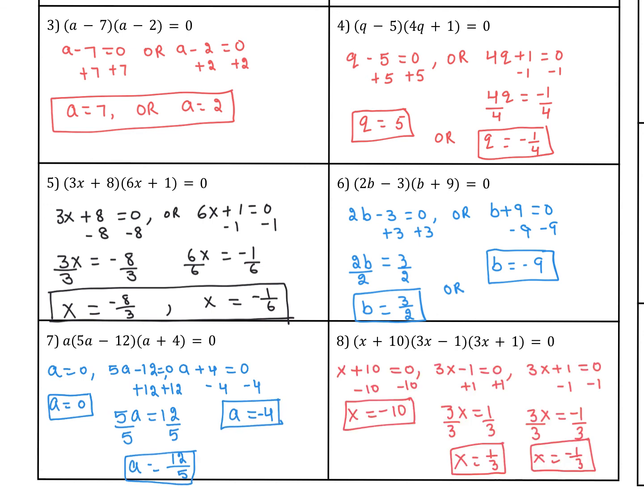For number 8, you put these three factors equal to 0 one by one. Subtract 10 on both sides, you got x equals negative 10. For this factor, add 1 on both sides and divide by 3, you got x equals 1 over 3. Subtract 1 on both sides and divide by 3, you got x equals negative 1 over 3.